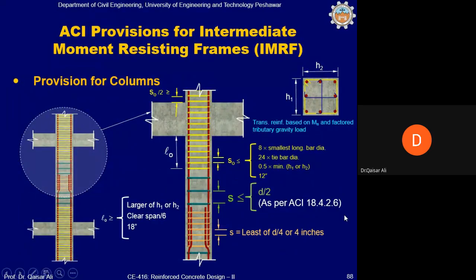Provision for columns: the length L0 is the same, however, the spacing is equal to 8 times the smaller longitudinal bar diameter instead of 6, 24 times the tie diameter instead of 0.25, 0.5, and 12 inch. So these are less stringent requirements.